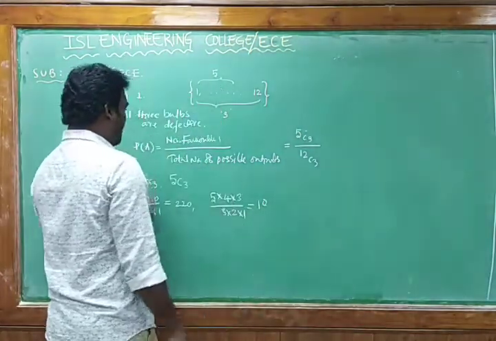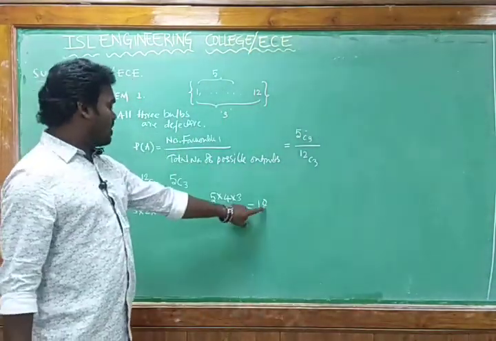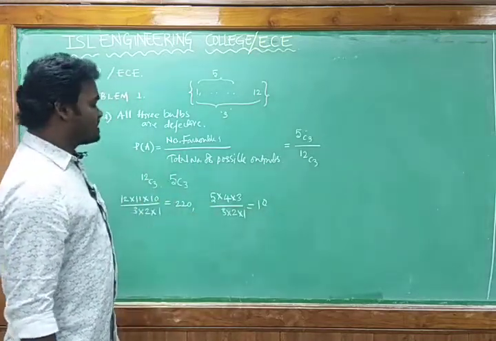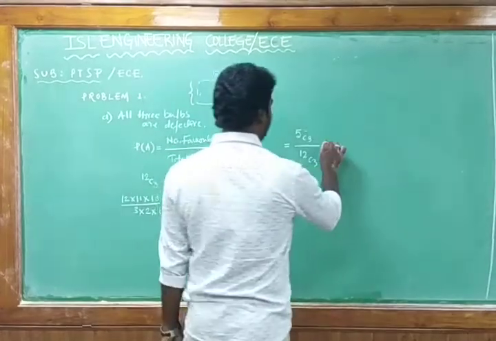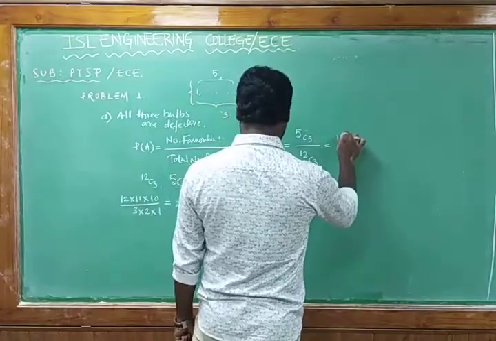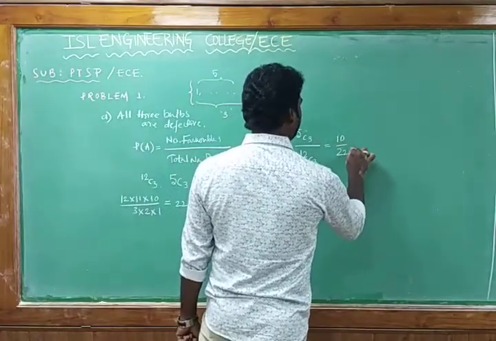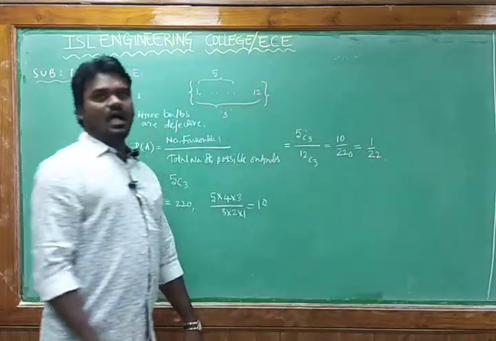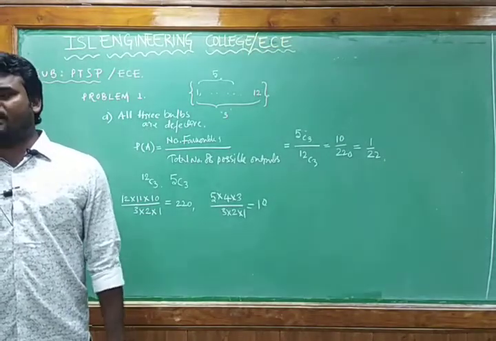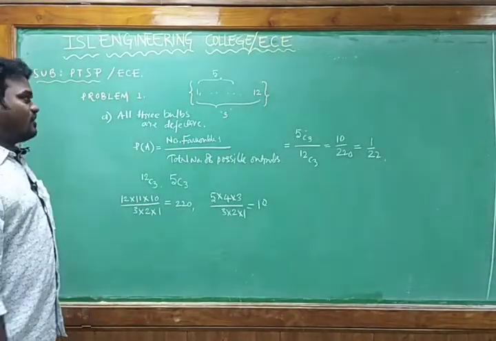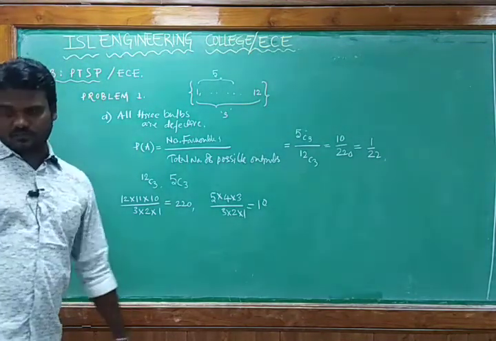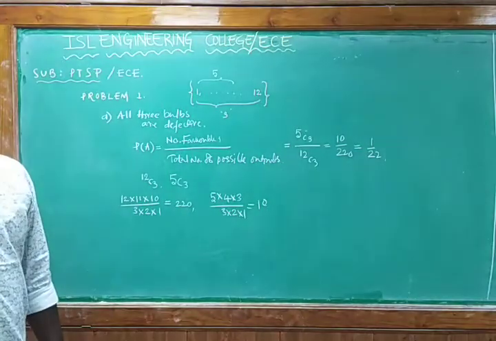So here the total number of favorable cases we got is 10, and the total number of exhaustive cases, or the sample space, is given by 220. So it is nothing but 10 by 220, which equals 1 by 22. This is the probability of getting all the 3 cards defective out of the 12 cards, in which 5 are the total number of defective bulbs in a set of 12 bulbs. And this is the first question.